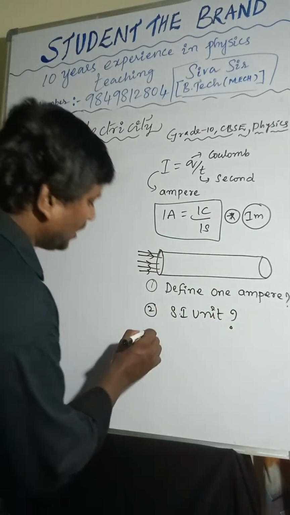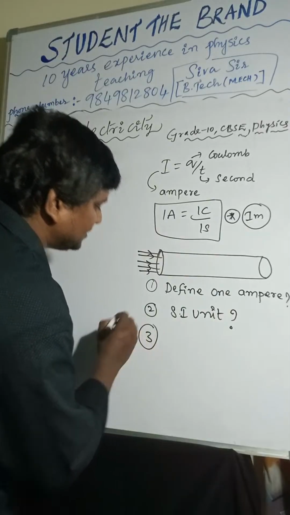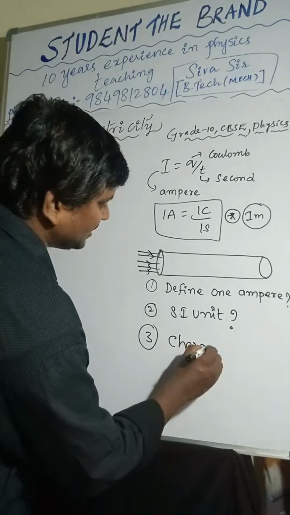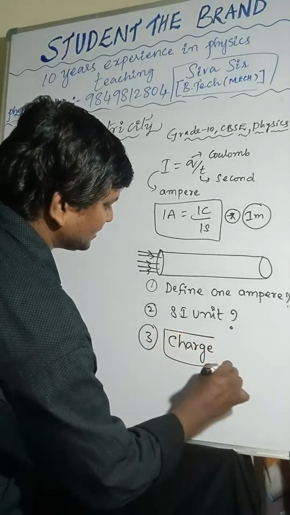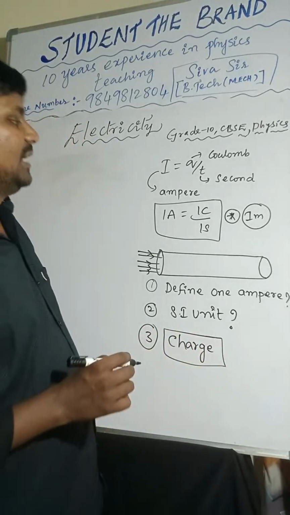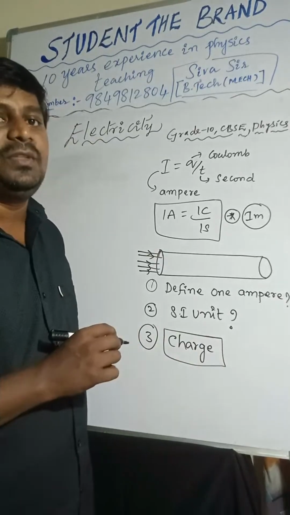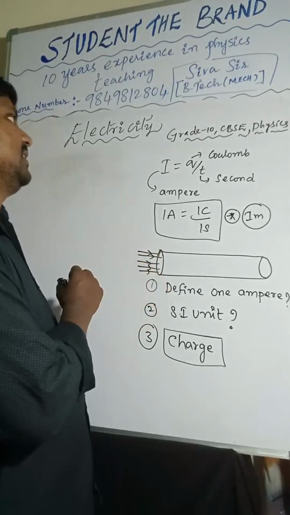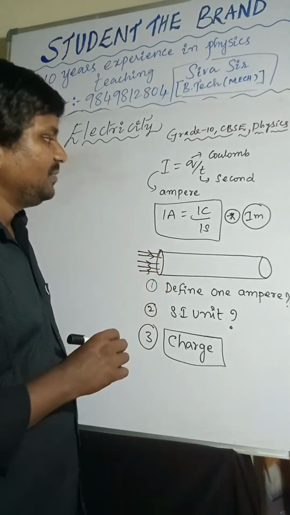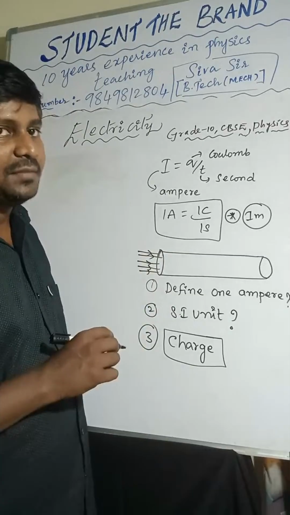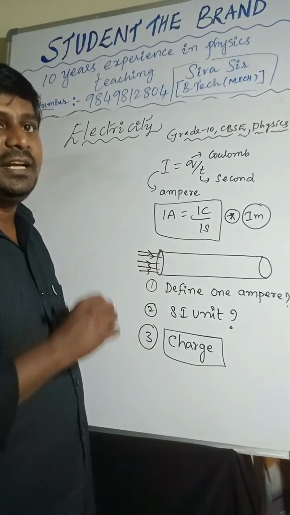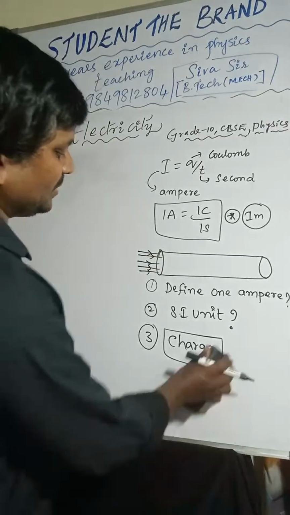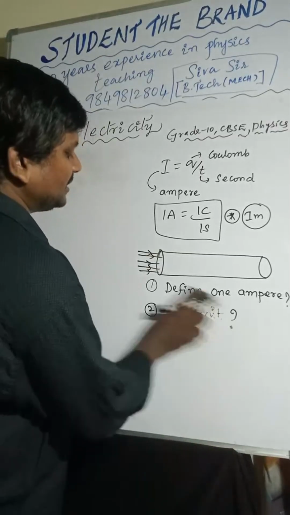And the third point is related to charge. We'll discuss what exactly charge is. Charge is a property of the matter. There are two types of charges: positive charge and negative charge. Now we will discuss positive charge and negative charge.